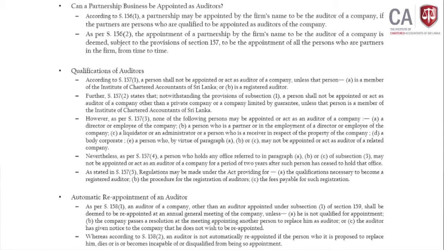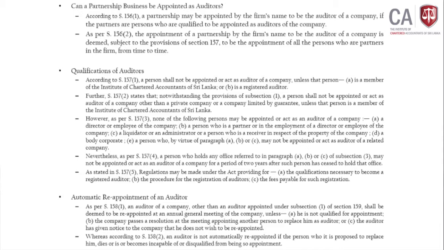However, as per section 157(3), none of the following persons may be appointed or act as an auditor of a company. So now, who are disqualified to be appointed as auditors of a company? A director or employee of that company cannot be appointed. Whether he is a qualified accountant or not, due to the fact that he is a director or employee of the company, he is disqualified to be appointed as a company auditor of that company. He may hold auditorship of another company, that is okay, but within this particular company, if he is a director or employee of this company, he shall not be appointed as an auditor. He is disqualified.